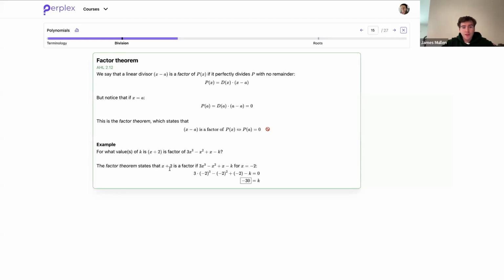For what values of k is x plus 2 a factor of 3x cubed minus x squared plus x minus k? Okay, so the factor theorem states that x plus 2 is a factor of 3x cubed minus x squared, etc., when x is equal to minus 2. Okay, so the polynomial must be equal to 0. So if I plug in minus 2, I'm going to get 3 times negative 2 cubed minus negative 2 squared plus minus 2 minus k is equal to 0. And that simplifies to k is equal to minus 30. Let's do an example.